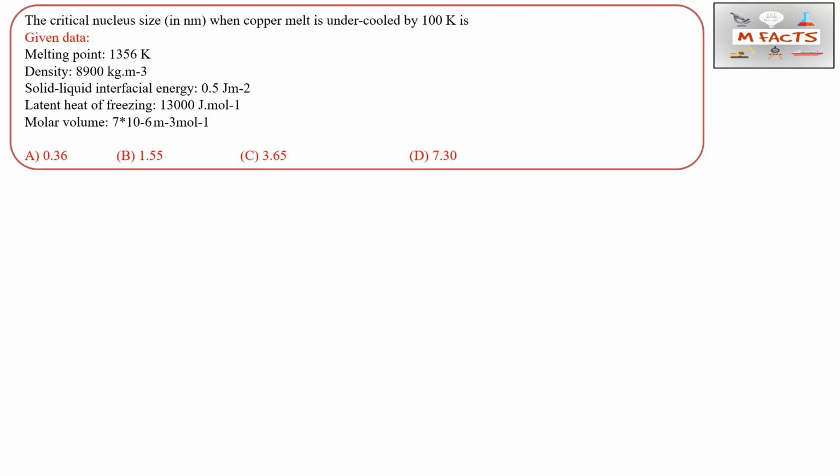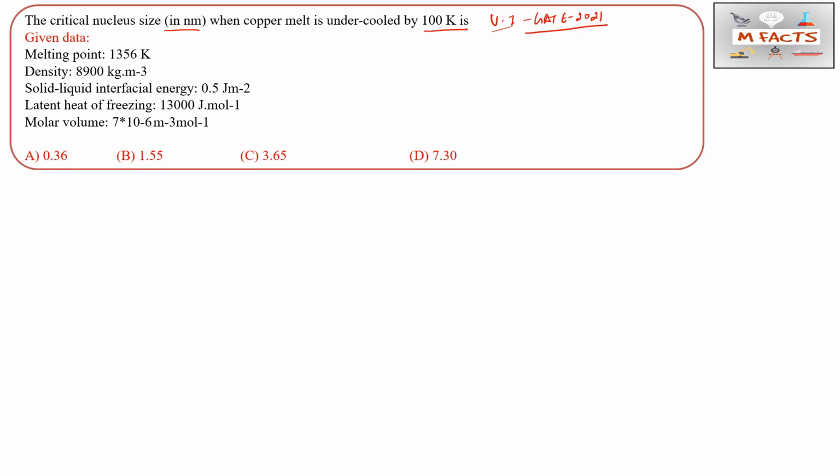So in this video we will try to understand one question from the phase transformation part. This is basically related to solidification. This question is very important for GATE 2021 or any exam related to metallurgical engineering. The question is: the critical nucleus size in nanometers when copper melt is undercooled by 100 Kelvin.